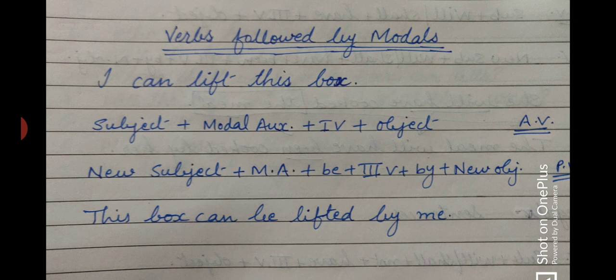Right? I will change into me because it is used here as the new object, and we are to use the objective case. So I, subjective case, my, possessive adjective, mine, possessive pronoun, and me, objective case. So the box can be lifted by me. Remember, any of the modals can come, but you are to use be with that. Right? In this way, you will change the modal auxiliaries into passive. Is it clear? For that, I will send you some active voice sentences also. You are to change them into passive.